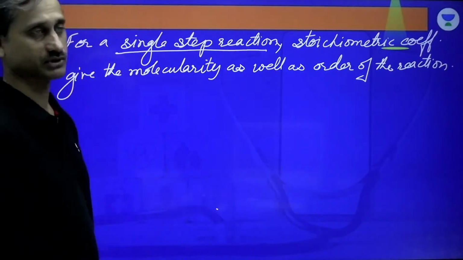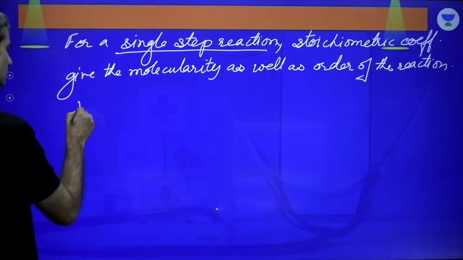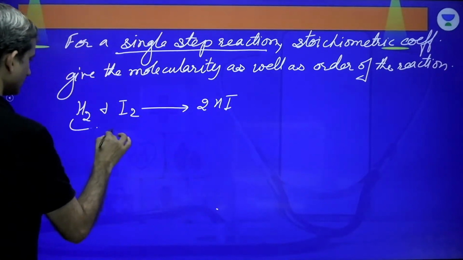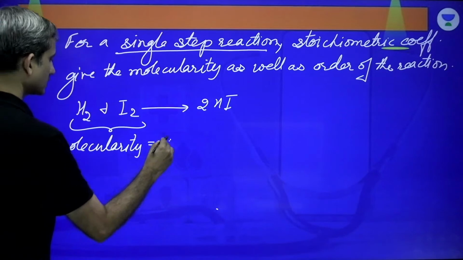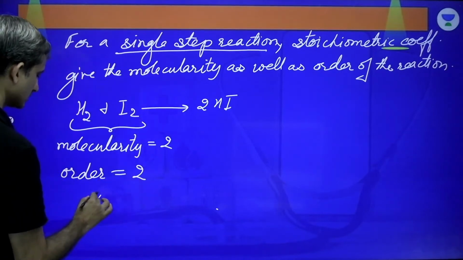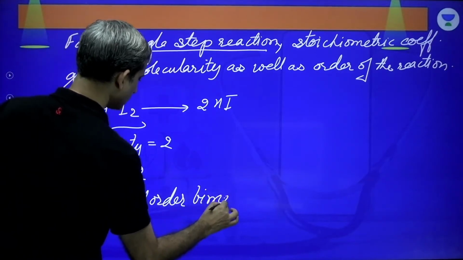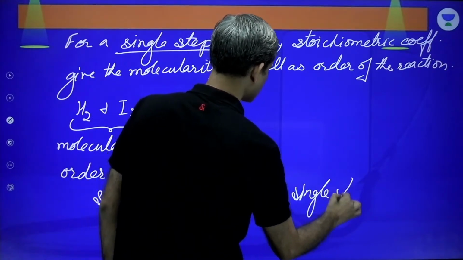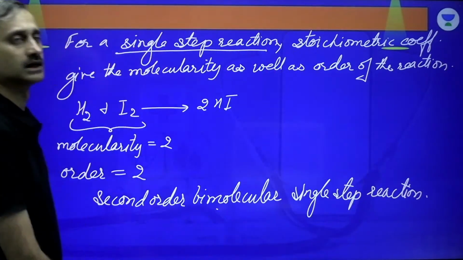So, for a single step reaction, stoichiometric coefficients give the molecularity as well as the order of the reaction. For this particular reaction, H2 plus I2 giving 2HI, the molecularity is 2 and the order of the reaction is also 2. So, this is a second order, bimolecular, single step reaction. Are we getting the information here?